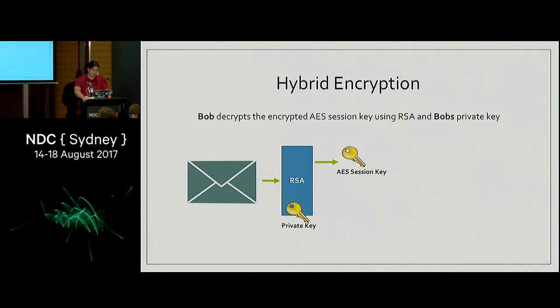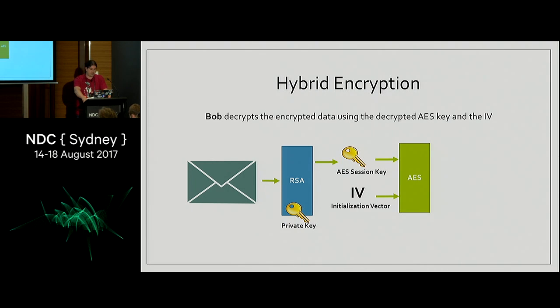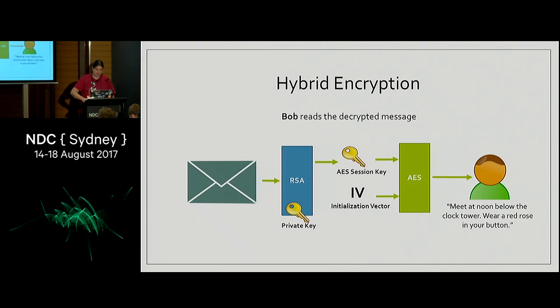So Bob now wants to read that message. He decrypts the session key using his private key, because only he knows that private key. He then uses that decrypted key and initialization vector to recover the original message, and then he can read the message. So: meet me at noon below the clock tower, wear a red rose in your button. Very spy thriller.